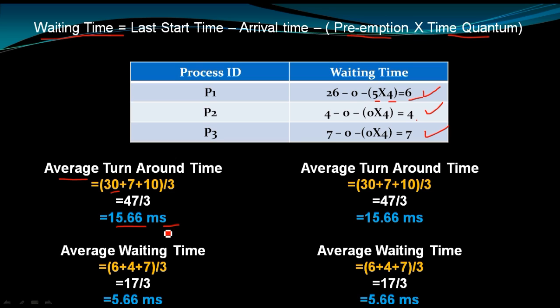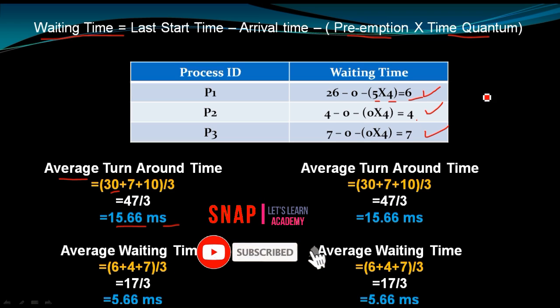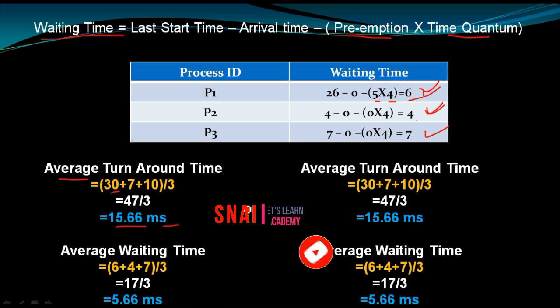Similarly, we can calculate the average waiting time, that is 6 plus 4 plus 7, right? So this is the waiting time. In this table only you can get all the values. 6 plus 4 plus 7, total is 17. 17 divided by 3 is 5.66 nanoseconds or milliseconds, the average waiting time of these three processes.